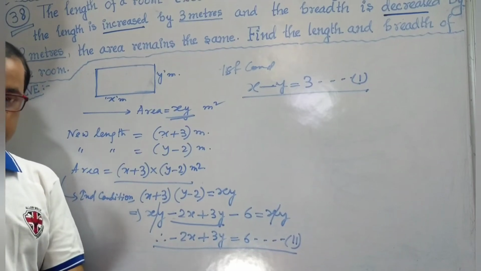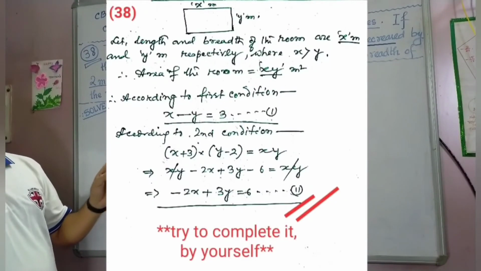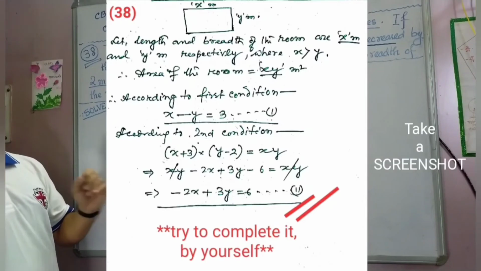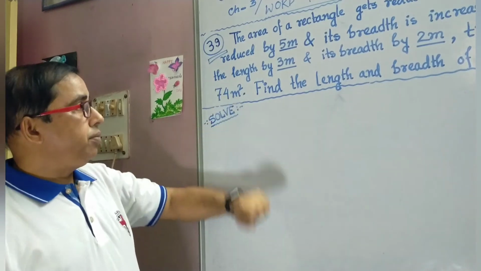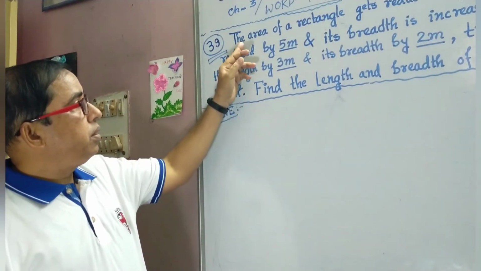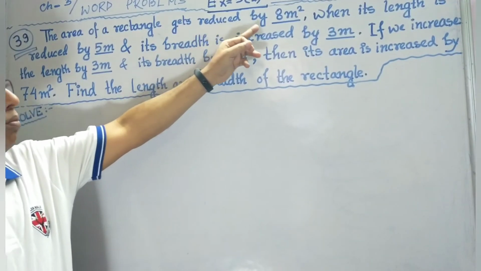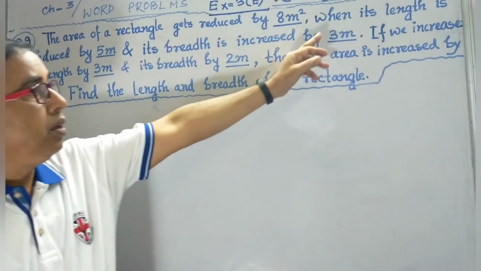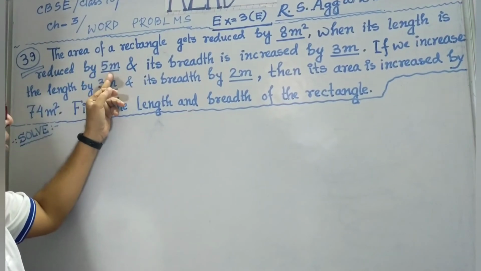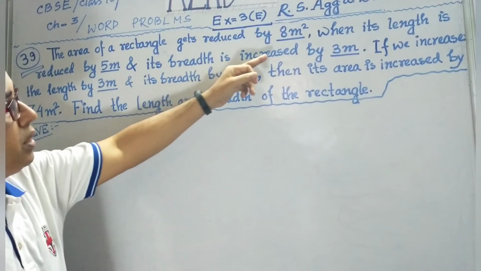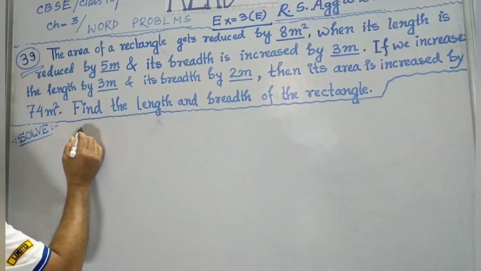Okay. Now students, let's have a look how it can be represented in full language. Okay. Now problem number 39. The question is, the area of a rectangle gets reduced by 8 meters square when its length is reduced by 5 meter and its breadth is increased by 3 meter. Up to this I want to discuss.